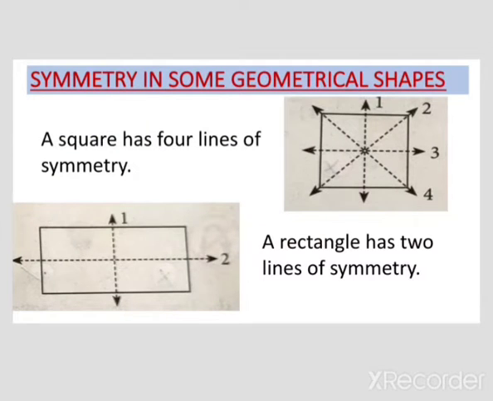Now symmetry in some geometrical shapes. The first is square. A square has four lines of symmetry. One is from the top, the second is from the vertex corner, the third is from the breadth side. There is no breadth, all the sides are equal in the square, but the third is from the second side, the fourth is from another corner. So there are four lines of symmetry. Now how many lines of symmetry are there in a rectangle? A rectangle has two lines of symmetry. One is from the length side and the other is from the breadth side.